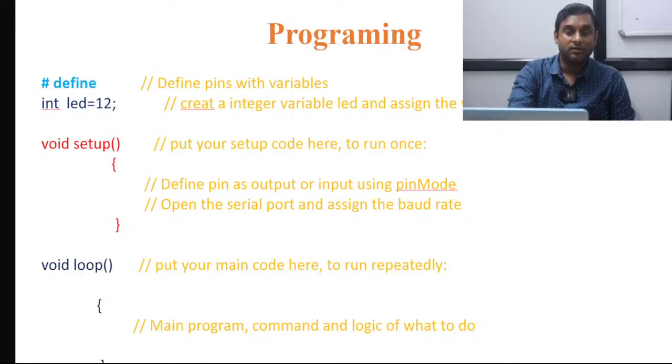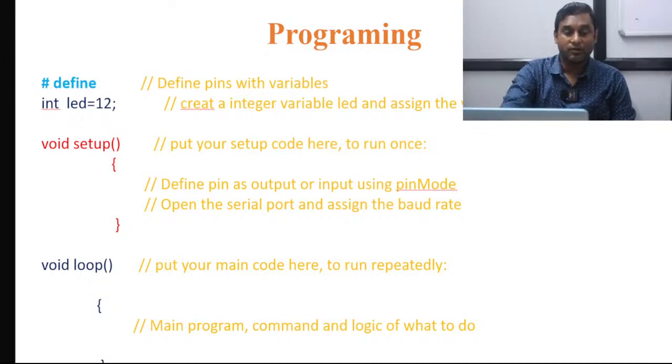Then the code we want to run only once, we write in void setup. Inside these curly braces, we write which pin is used in which mode. Suppose I want to say pin number 12 will be used as an output pin or input pin. Here in void setup, we can also start the serial port with Serial dot begin, then the baud rate. Then in void loop, whatever program I write will go in the loop and continuously run until we stop the program. So basically in the void loop, we write the main code which will run repeatedly.